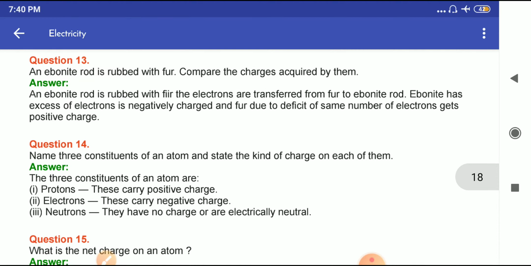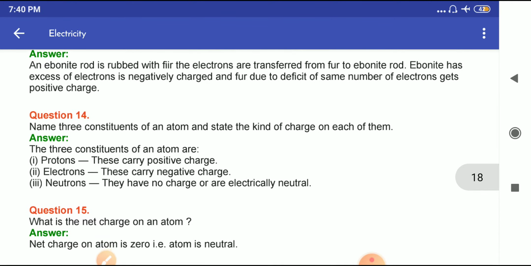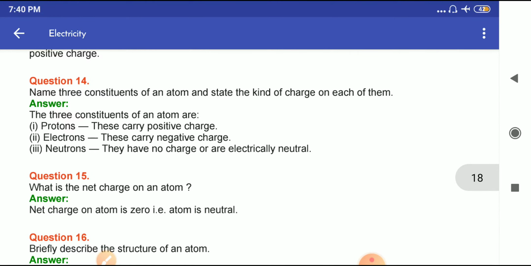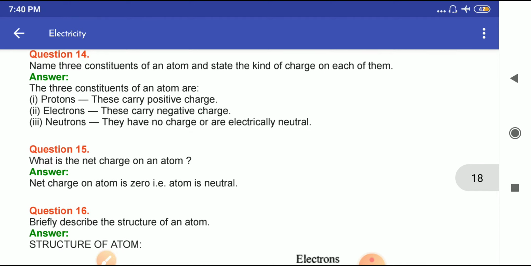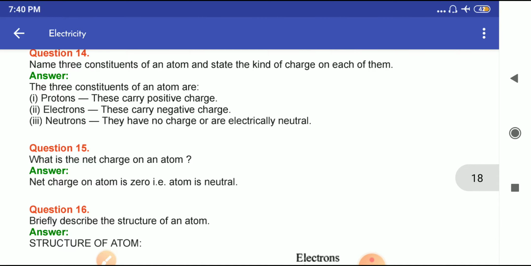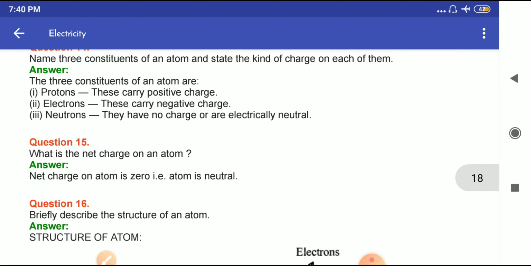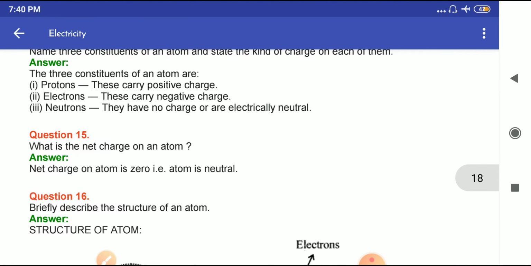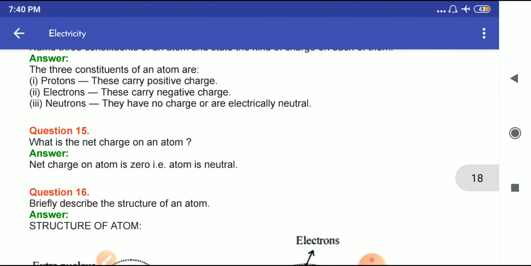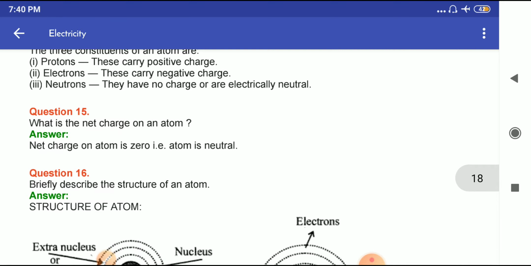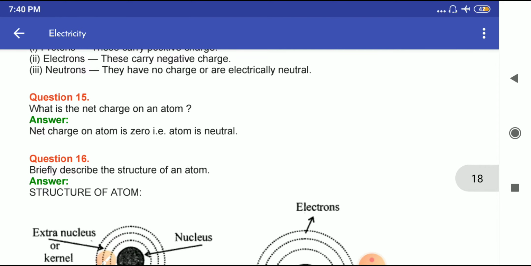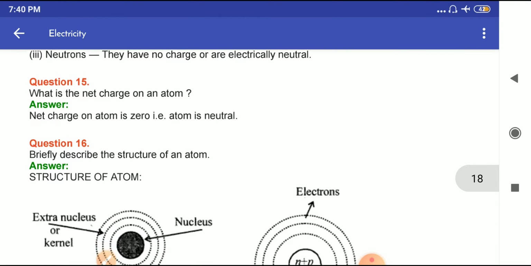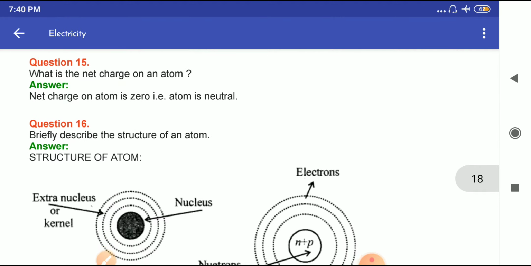Now question number 14. Name three constituents of an atom and state the kind of charge on each of them. The three constituents of an atom are protons, electrons, and neutrons, and the charges are positive, negative, and electrically neutral. That means the third one has no charge. Neutrons have no charge. Question number 15. What is the net charge on an atom? So the net charge on an atom is 0. That is, the atom is neutral.